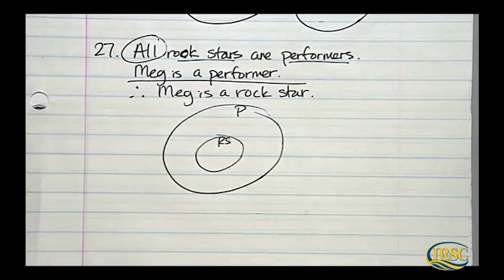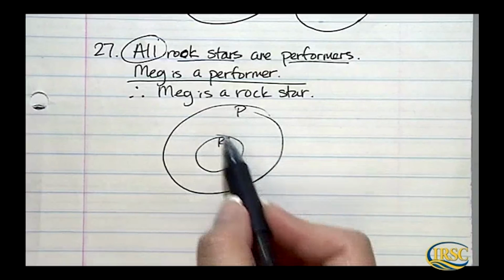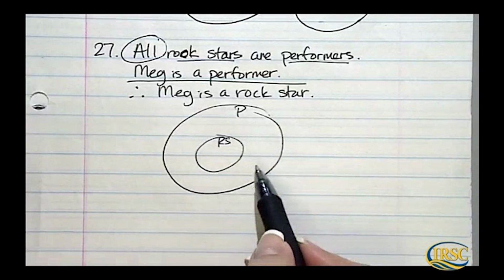Okay, Meg is a performer. Notice that's not a quantitative statement. There's no all, some, or none in there. So we're just talking about one item that fits inside of one of these circles. Okay, so we know that Meg is a performer, so somewhere inside of this big circle goes Meg.